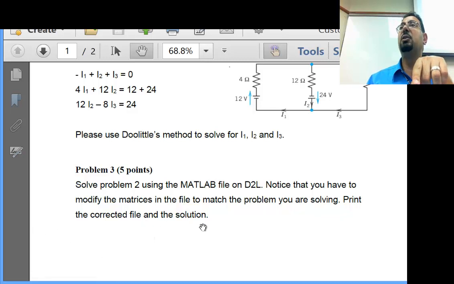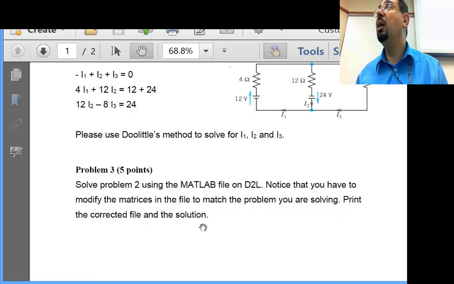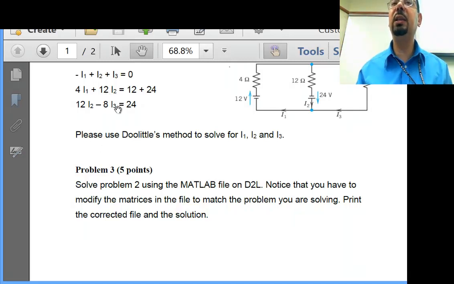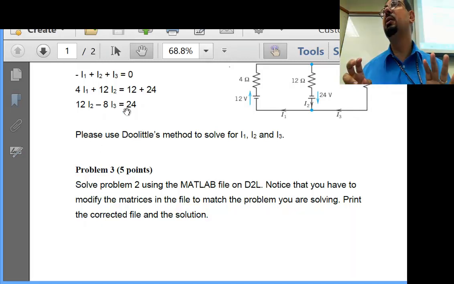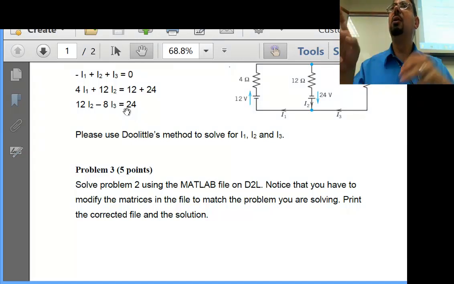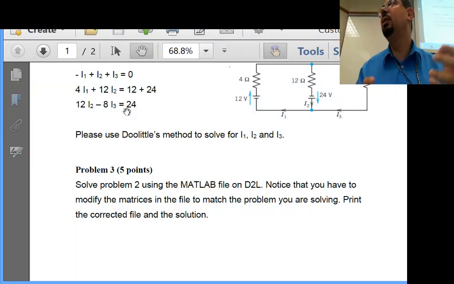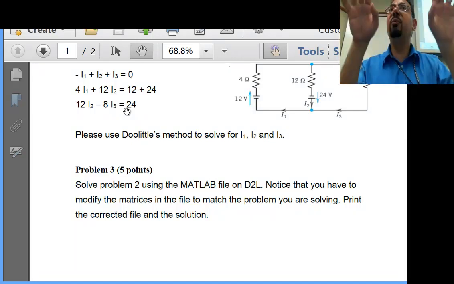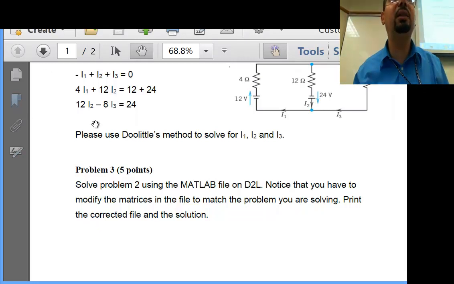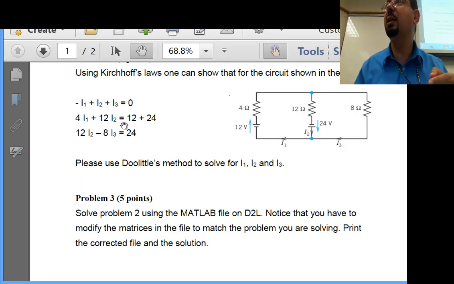Print the corrected file and the solution. So there is a Doolittle program, and the matrix almost looks like this, although I missed a few lines. In the coefficient, put 1 0 here, the deleted number. So you just go to those lines and fix the number to be exactly the matrix that you're trying to solve. And so that helps. The solution that you should get is basically the solution that you did by hand.